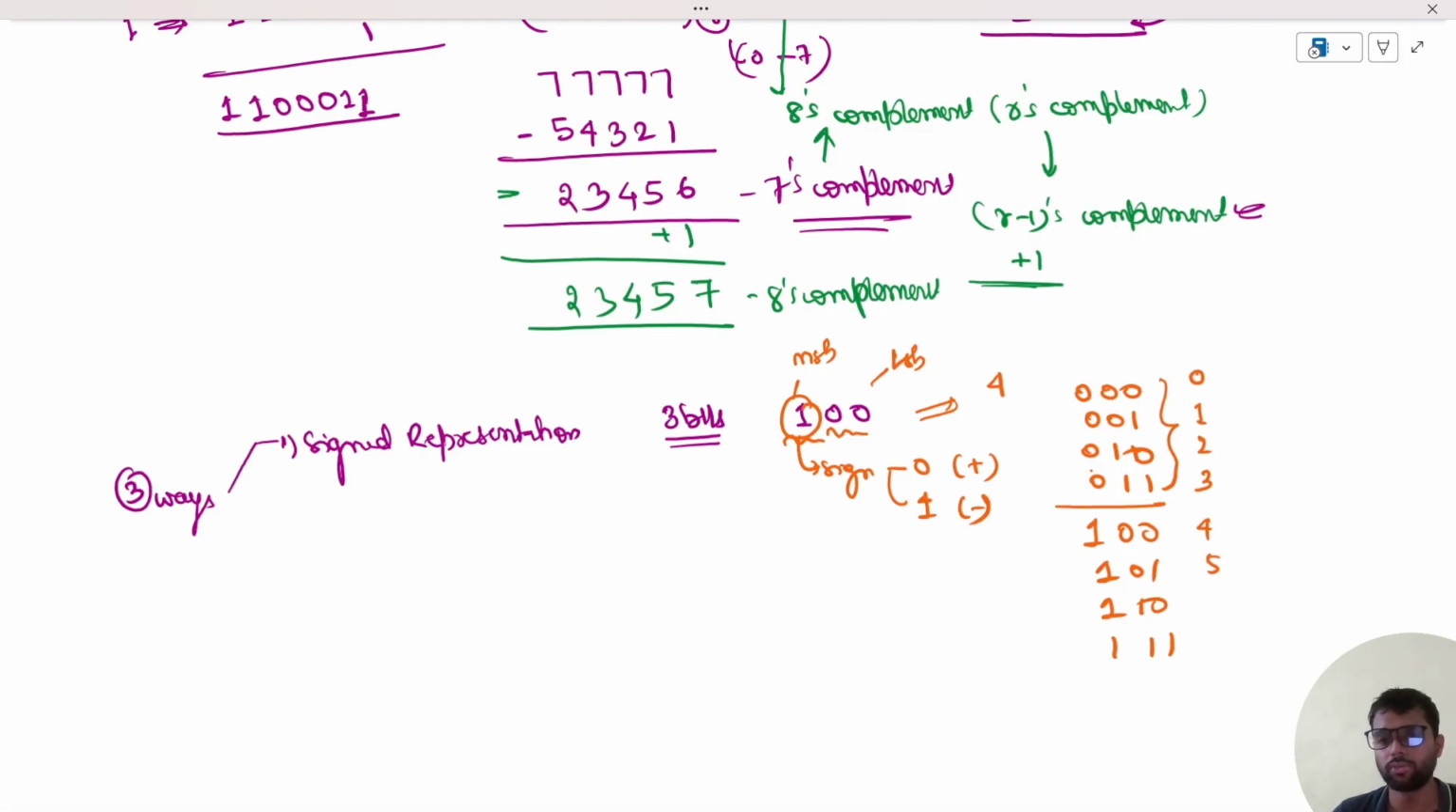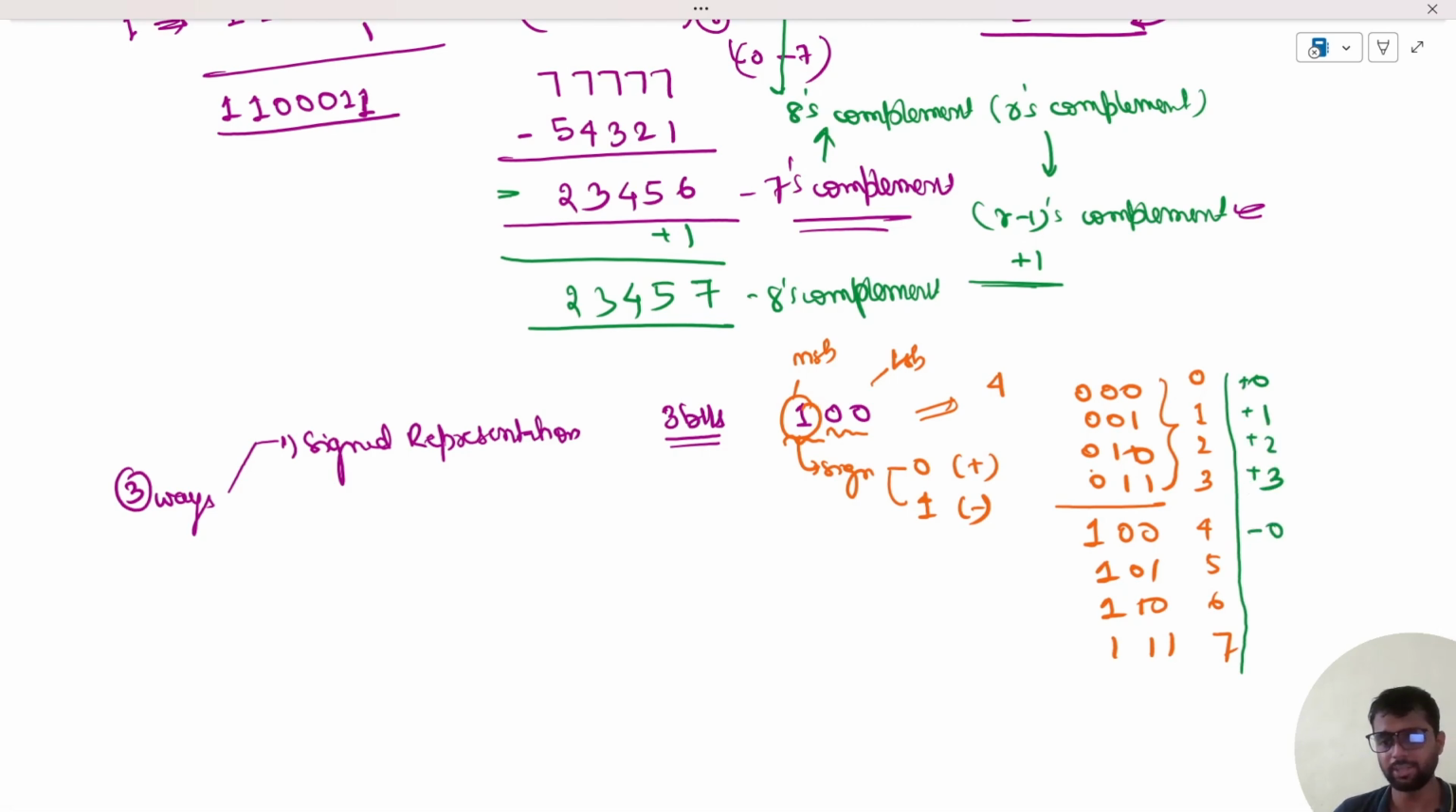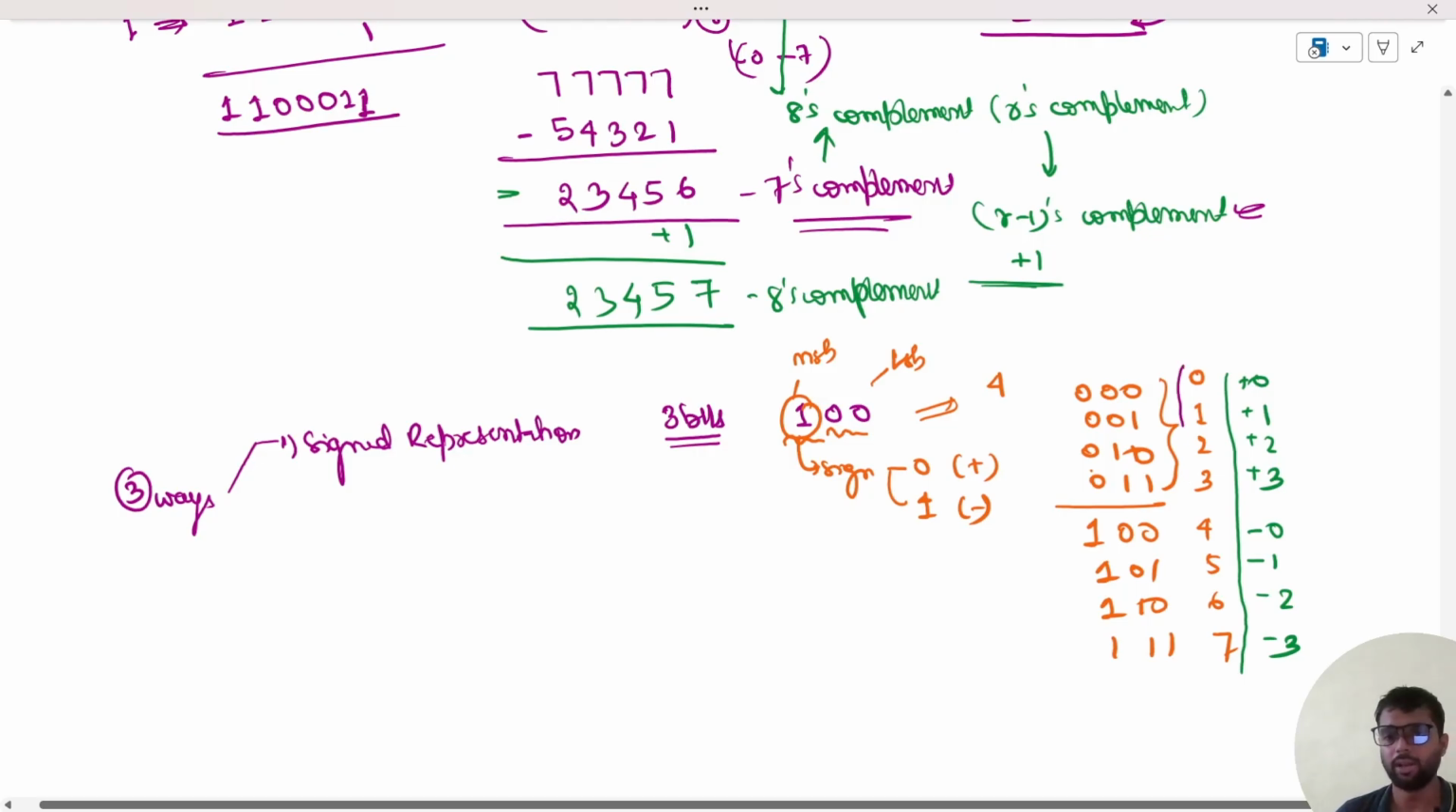This is 4, this is 5, this is 6, this is 7. But in signed representation, you see, this is 0 plus 0. We can say this is plus 1, this is plus 2, this is plus 3. But this is minus 0, this is minus 1, this is minus 2, and this is minus 3. So you see, in signed representation of a number, the positive numbers are written in the same way. There is no difference in that.